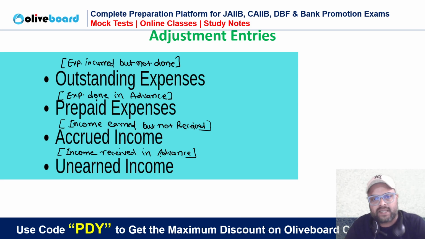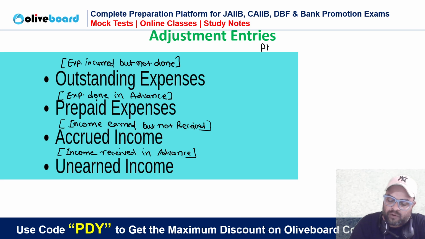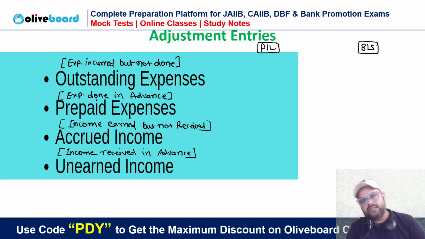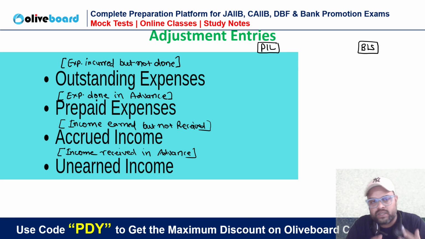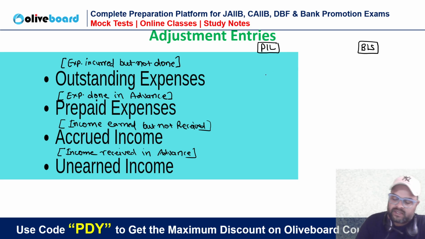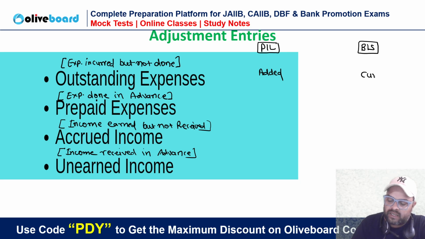Now, other than definition, they ask two things from you. Let me summarize this for you, just for your ready reference, so that you will be easily able to score marks out of this topic. That is how these adjustments are treated in profit and loss account and in balance sheet. Remember, outstanding expenses are always added in the P&L, and it is a current liability in the balance sheet of the company.